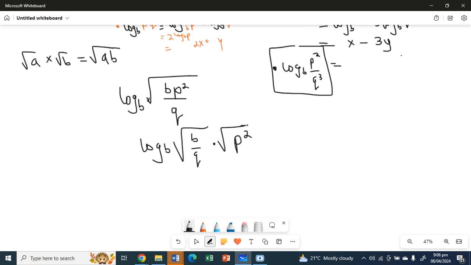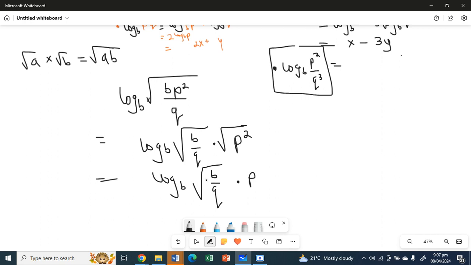Colleagues, are we okay with this? Right. So the square root of p squared is p, so I can say log base b of the square root of b over q multiplied by p. At least for p, we got rid of the radical, because we got the square root.